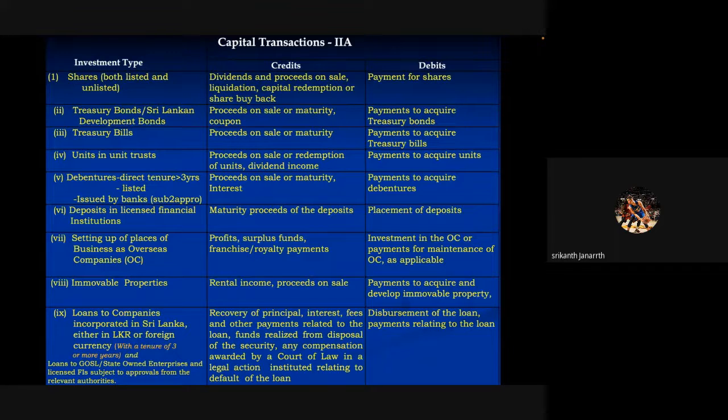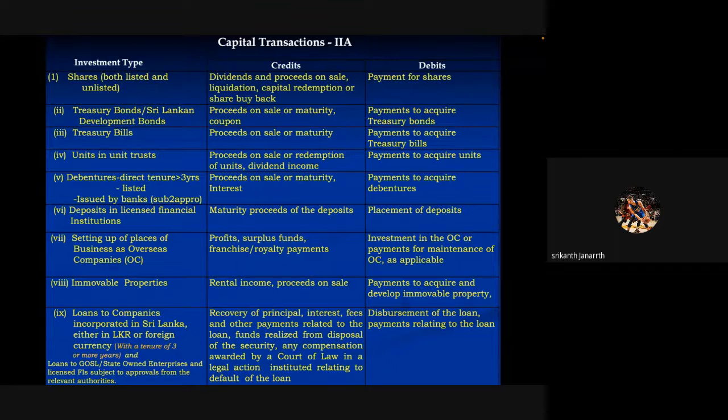Debentures, there are direct debentures. The tenure should be more than 3 years. They could be issued by banks subject to approval, including listed debentures publicly quoted on the stock exchange. Those debentures are also permitted instruments. Deposits in a licensed commercial bank as a fixed deposit are possible. You can even set up an office in Sri Lanka, or start a business with other locals, subject to certain limitations. So these are the avenues for a foreign investor to look into.